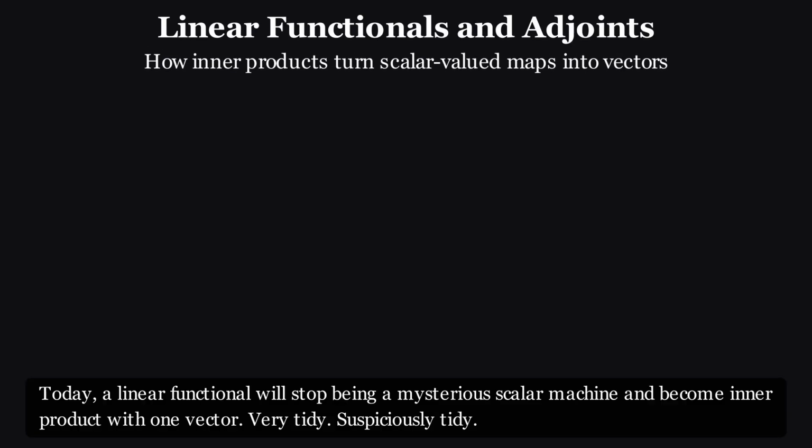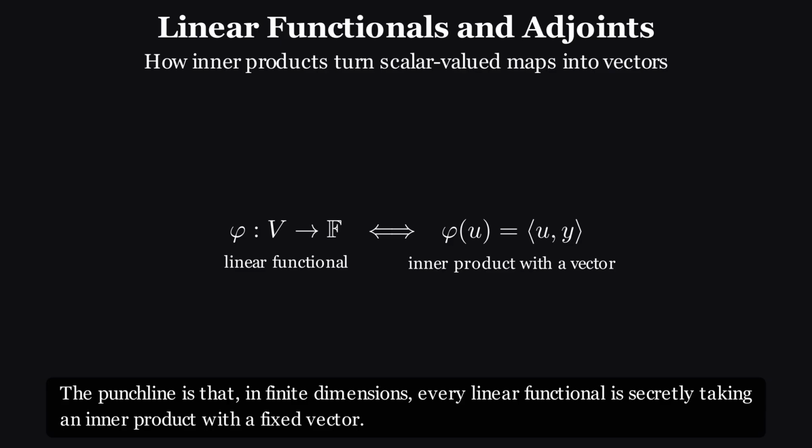Today, a linear functional will stop being a mysterious scalar machine and become inner product with one vector. Very tidy. Suspiciously tidy. The punchline is that, in finite dimensions, every linear functional is secretly taking an inner product with a fixed vector.